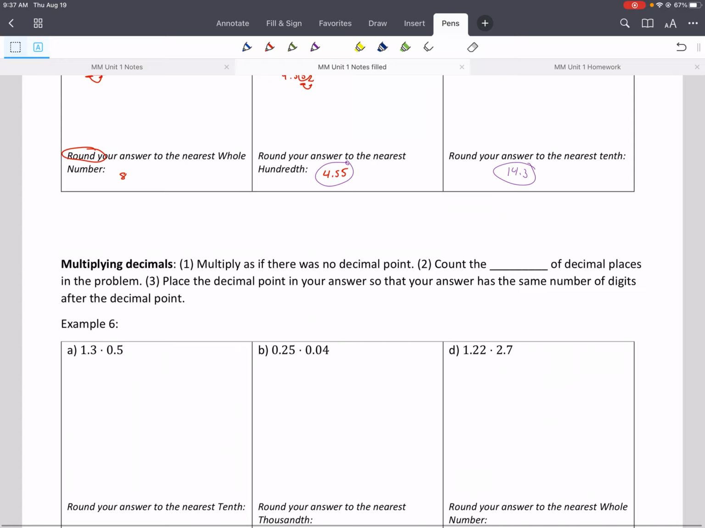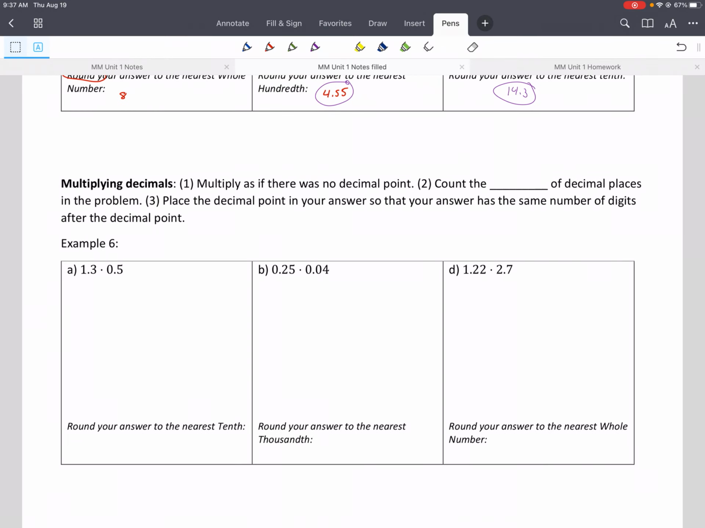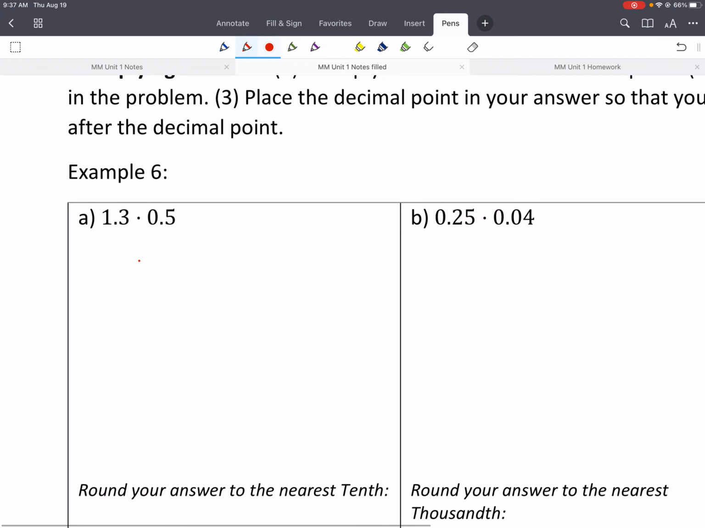Multiplying, again, I'm okay if you just use your calculator. I think it's valuable to know how to do this, and if you do it, that's great. I think it'd be good practice for you. So here are the steps. First off, we need to multiply as if there were no decimals. It doesn't really matter, okay? So we can do 13 times 5, okay?